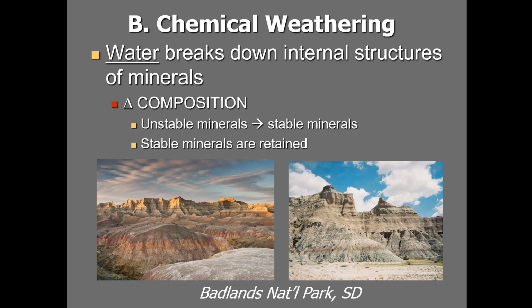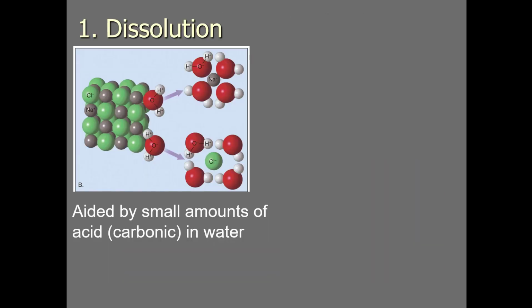Any minerals like quartz, for example, that might be stable under surface conditions are retained. And again, unstable minerals will undergo chemical changes to become minerals that are stable. So we're going to talk about 3 different chemical weathering processes. So the first is dissolution.